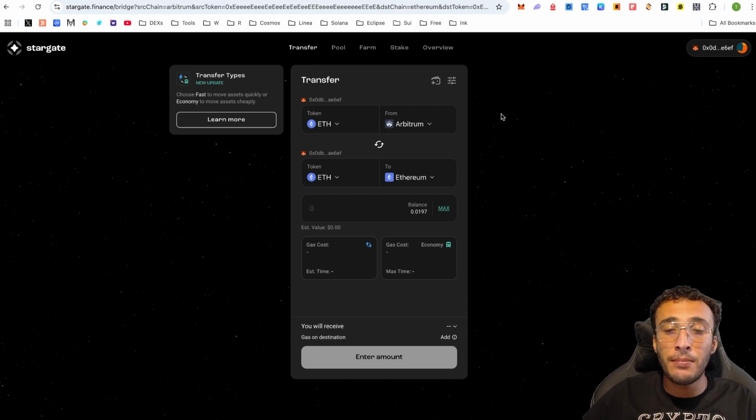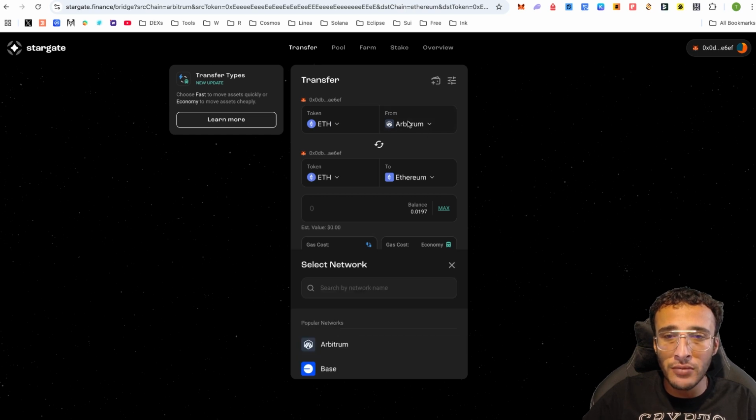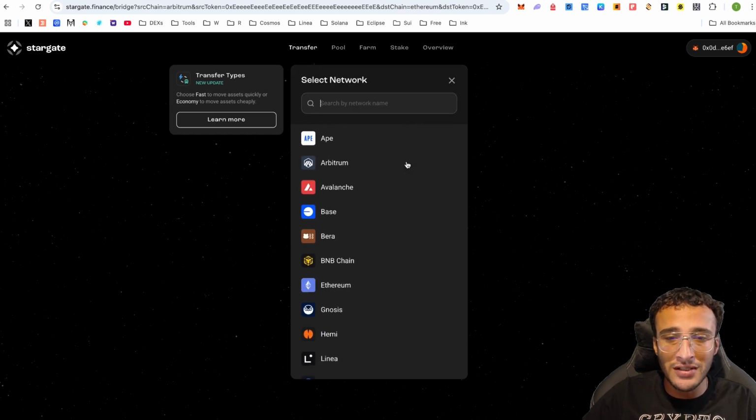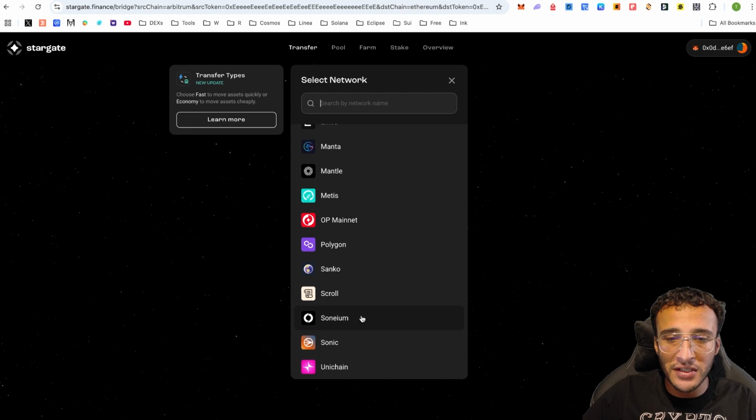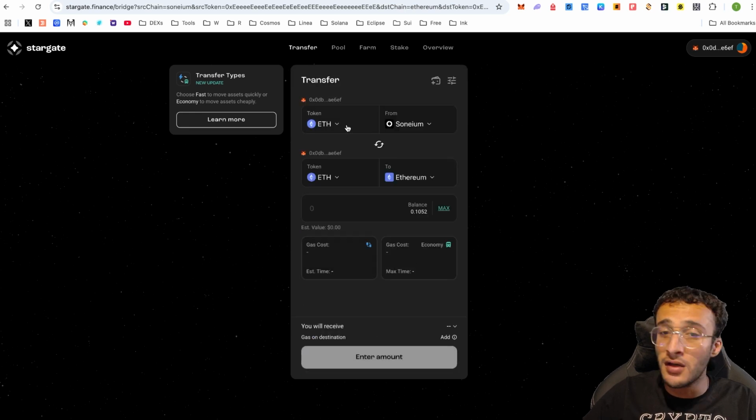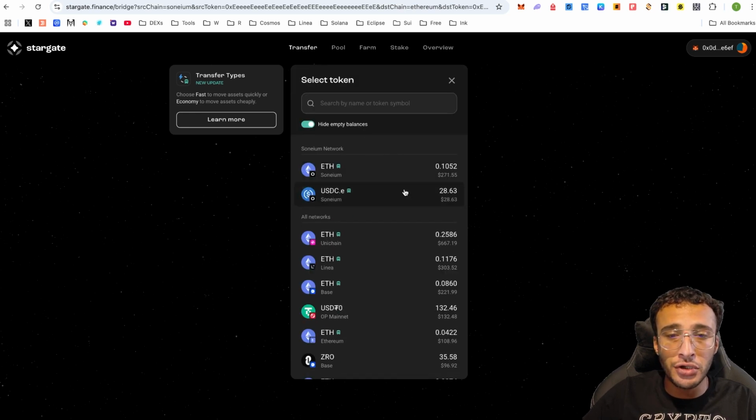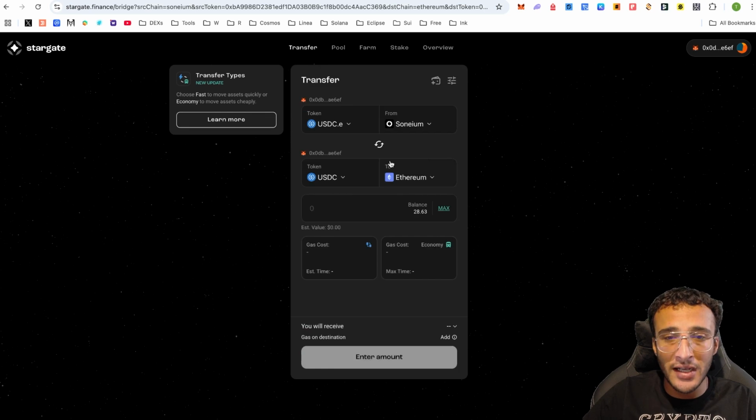However, you can very simply transfer many different assets on the Stargate Finance protocol through the LayerZero network just by using this transfer option. So for example, guys, if you see up top we've got ETH on Arbitrum, we could very simply choose any of the networks down below. Let's just say, for example, this time we wanted to choose the Sonium network. You could either choose ETH to bridge over, you could use USDC.E, it's entirely up to you.